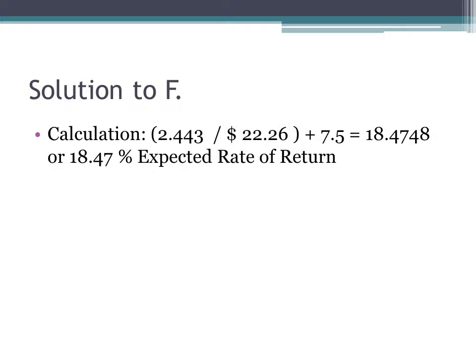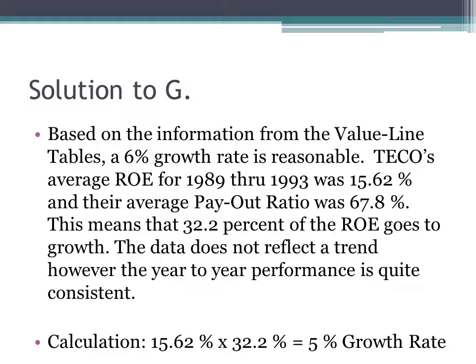Question 3G had asked whether or not the 6% growth rate is reasonable. Using the Value Line tables, I believe it is. TECO's current average ROE for 1989 through 1993 was 15.62%, and their average payout ratio was 67.8%. This means that 32% of the ROE goes to growth. The data does not reflect the trend, however the year-to-year performance is quite consistent. The calculation is 15.62% times 32.2%, which equates to 5% of growth.